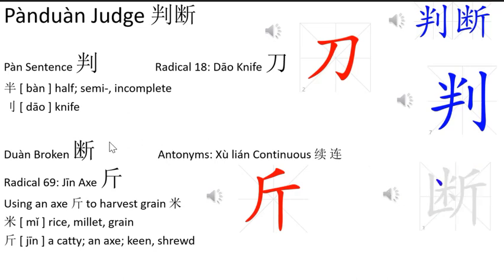断 means broken. Okay, and the other word is continuous. It's the radical 69. 斤 is on the right hand side, which means axe. Using an axe to harvest a grain. A grain means mi. Mi at the left, jin at the right. An axe and rice together become broken. Interesting. Alright.